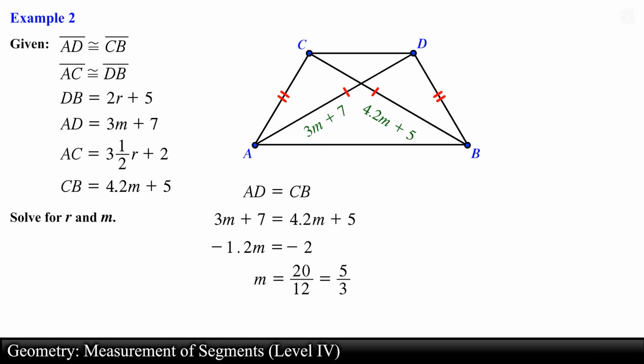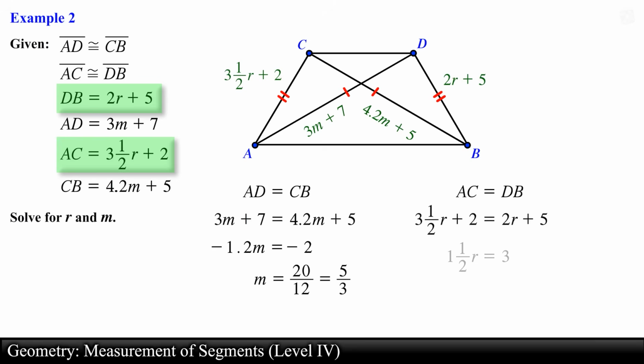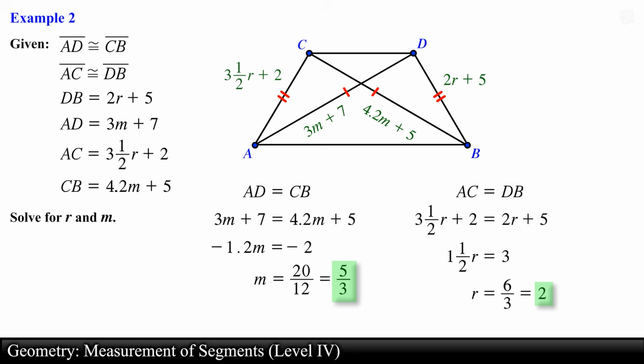We now do the same for segment AC and segment DB. Equating the algebraic expressions and solving for r, we obtain 2. So r equals 2 and m equals 5/3. It is important to set up the geometric relations by using the information given in the problem. Once this is done, it is just a matter of using those relations to solve for the unknown variables.